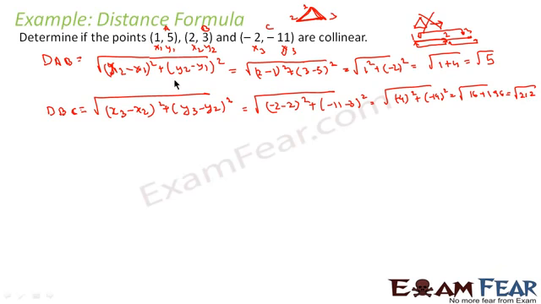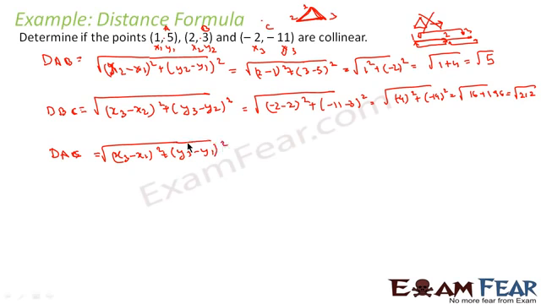Similarly, let's find the third distance, the distance AC. What we have done: distance AB, AC and BC. There are only 3 possible distances from 3 points. So AC is nothing but the root of, this time with A and C. A is (x1, y1), C is (x3, y3). So it will be the root of (x3 minus x1) square plus (y3 minus y1) square.